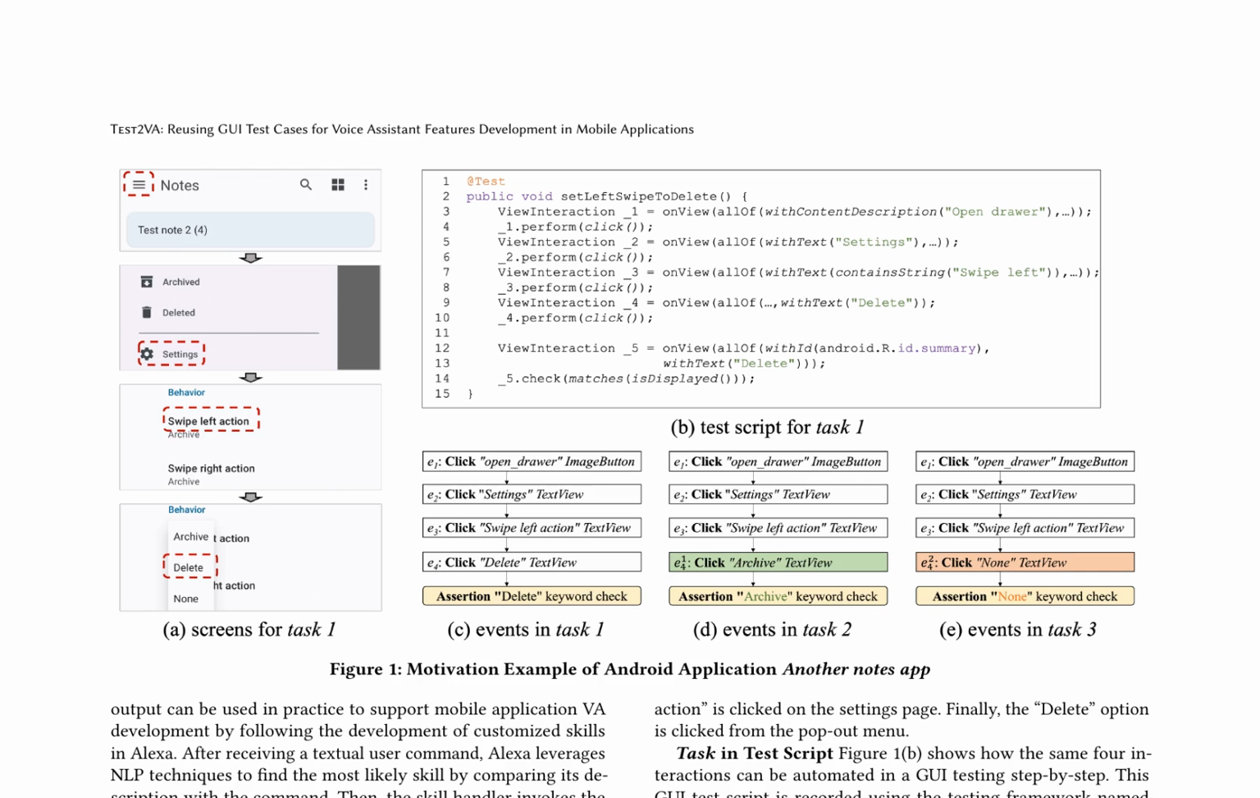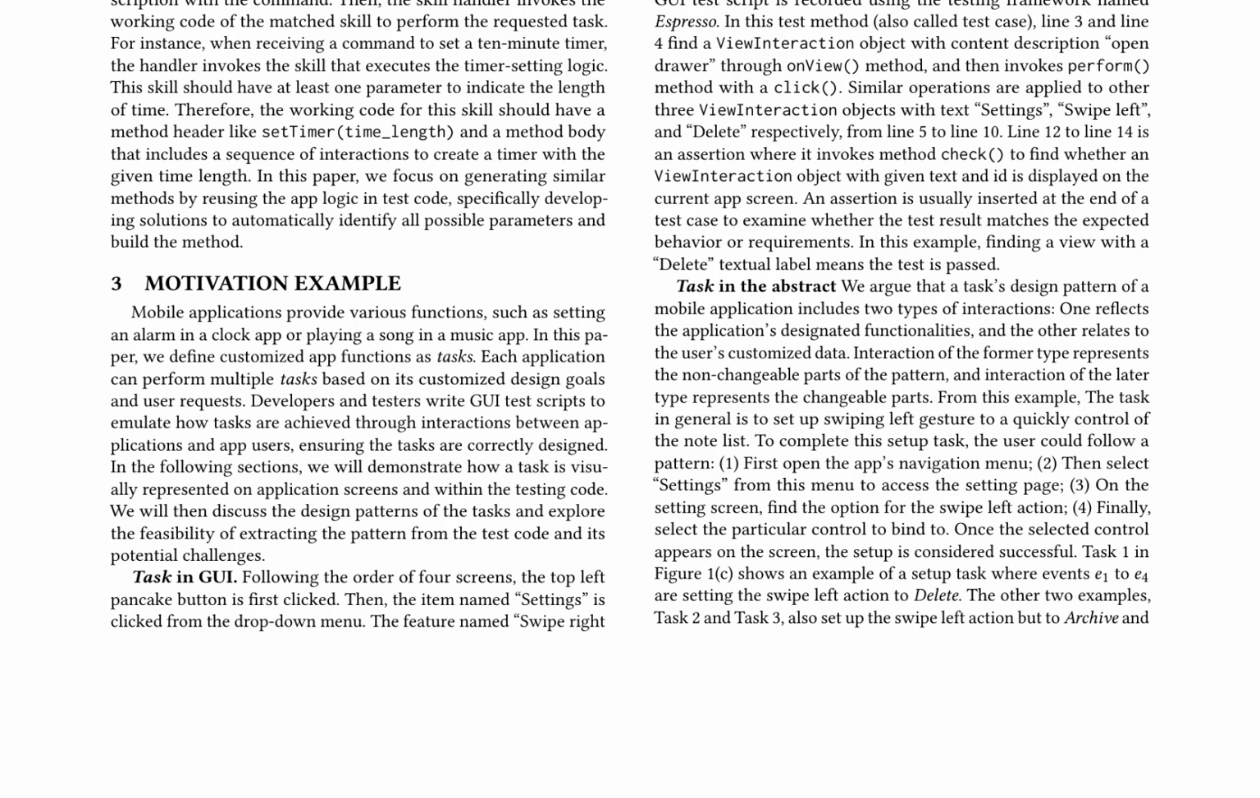Customized app functions are defined as tasks, achieved through interactions between applications and app users, visually represented on application screens and within the testing code. For example, a setup task sets up a swipe left action to delete a note. This task can be automated in a GUI testing step by step using a testing framework like Espresso.